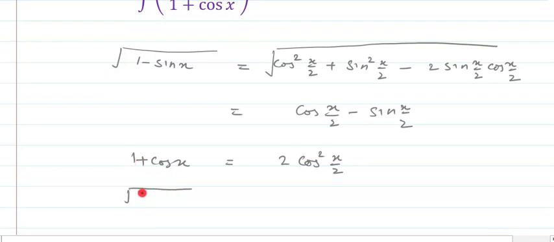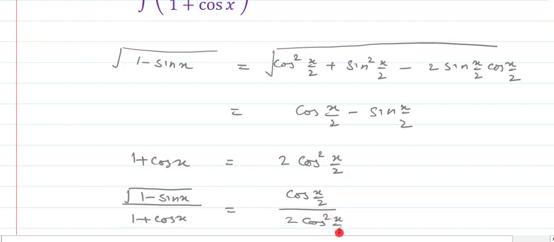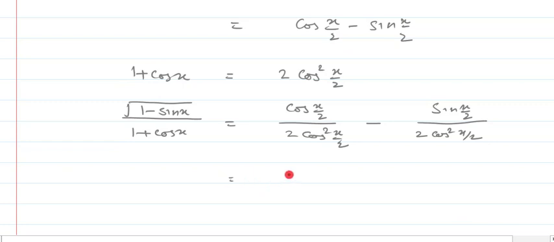So the square root of (1 minus sin x) upon (1 plus cos x) can be written as cos x/2 upon 2 cos square x/2 minus sin x/2 upon 2 cos square x/2. And further simplifying it, we are getting 1 upon 2 sec x/2 minus 1 upon 2 tan x/2 into sec x/2.